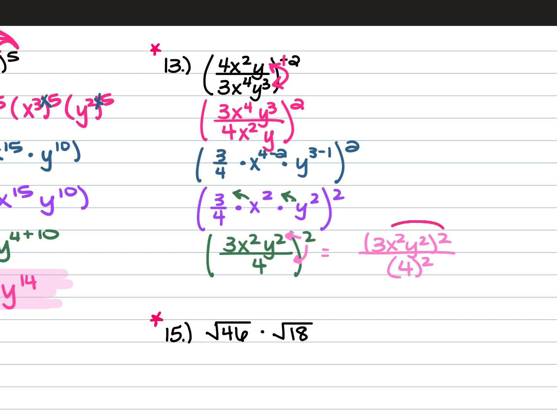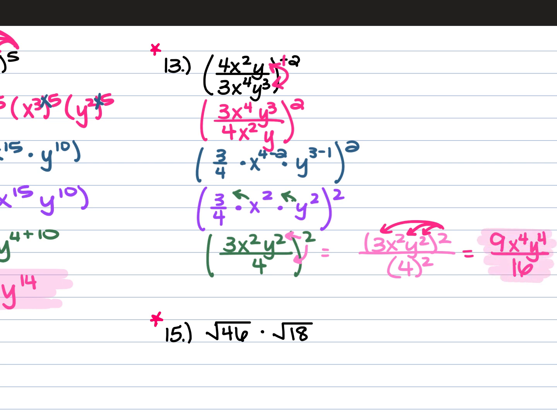So 3 to the second power is 9. X squared to the second power, multiply the powers, that's x to the fourth. Y squared to the second power, again, multiply the powers, that's y to the fourth power. On the bottom, you have 4 squared, which is just 16. That's your answer. So you have to square everything? Yep, everything.